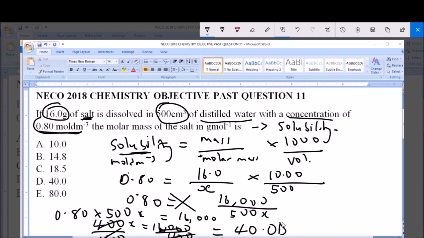So 40.0 is option D. So option D, 40.0, is the molar mass of the salt in grams per mole.